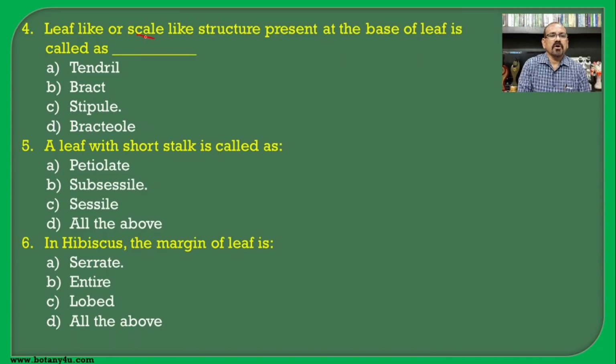Then leaf-like or scale-like structure present at the base of the leaf. Say for example, this is the stem and this is the leaf. So a leaf-like or scale-like structure which is present at the base of the leaf, such type of structure, is known as the stipule, and hence the correct answer for this question is stipule.